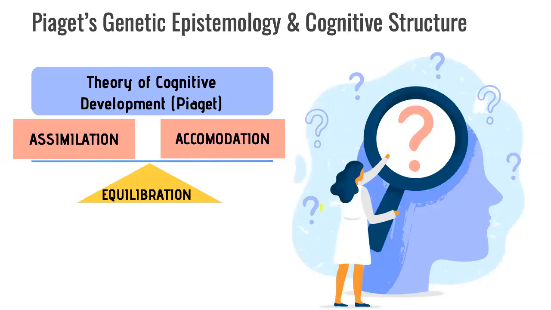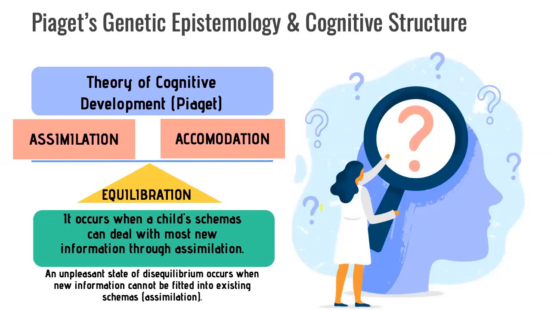Piaget proposed the ideas of cognitive development that has important concepts of assimilation and accommodation, as explained previously. The process of adjusting the new knowledge coming into the cognitive structure is called equilibration. Equilibrium happens when a child's schemas can deal with most new information through assimilation, and there is some balancing. Or maybe there is an unpleasant state where the child is not satisfied that the new information can be fitted into their existing understanding.